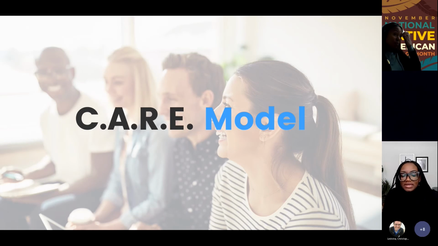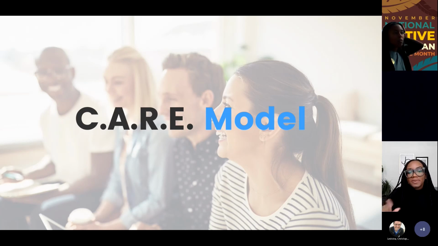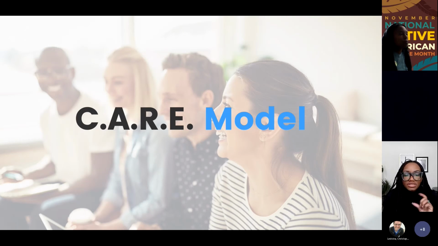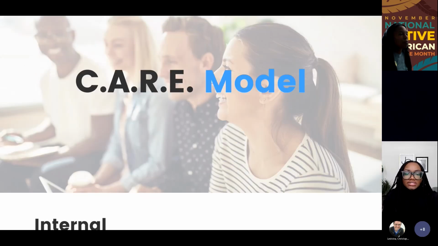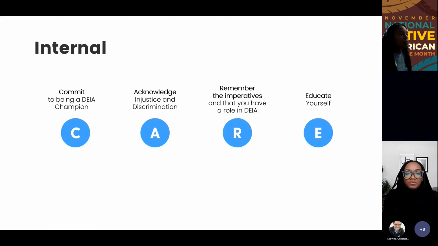And so I created a CARE model. And this model is centered on actions and accountability, right? Because my aim is to help to change behaviors that support diversity, equity, and inclusion. And so I have a two-pronged approach. First, I want you to work on yourself. Okay. So internally, C is for commit. So commit to being a diversity, equity, inclusion, and accessibility champion.